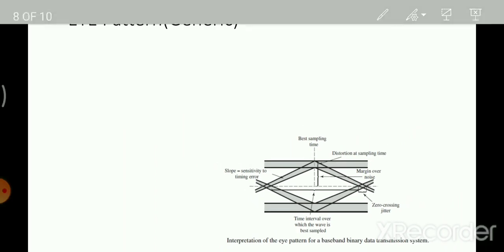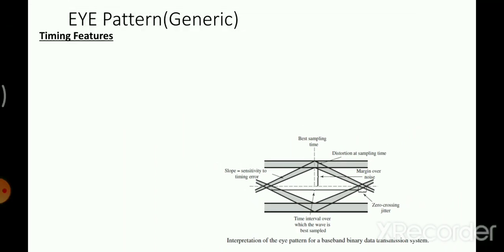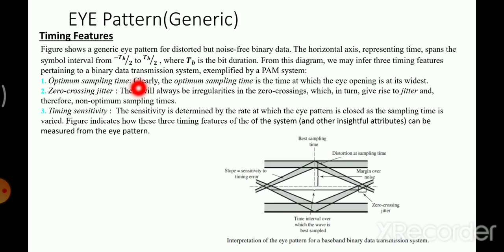Anyways, there are three parameters based on the timing feature. The first is the optimum sampling time, at which the eye opening is widest. Wherever you have the eye opening widest, that particular instant is known as the optimum sampling time. Then you have zero crossing jitter. As I said, there will be irregularities and they will cross each other, which gives rise to jitter and is therefore non-optimum. So these are the times you should not do sampling. Then timing sensitivity, which is given by this slope, at which the eye pattern is closed.